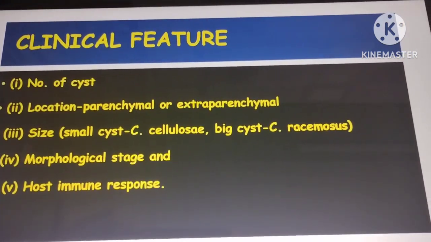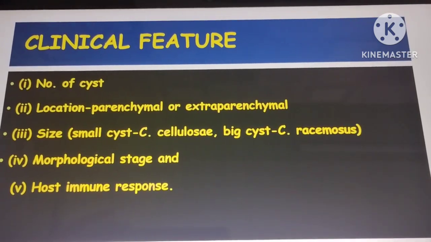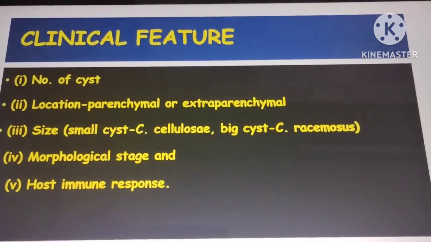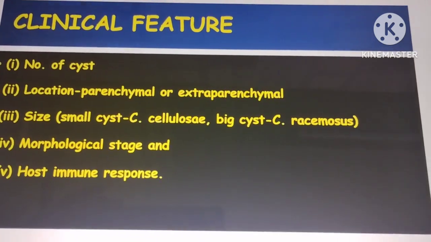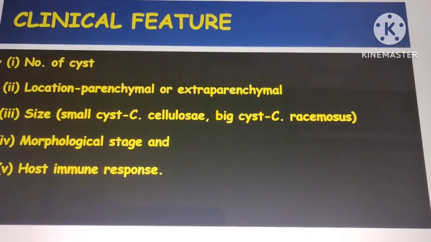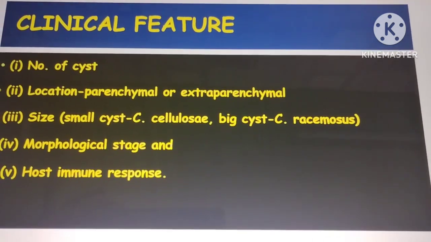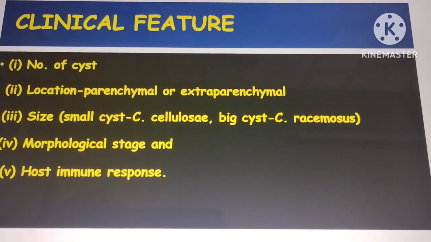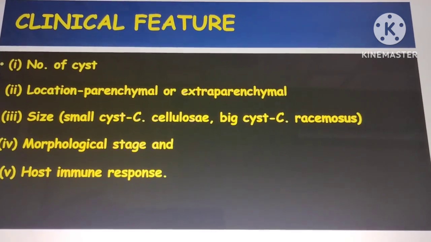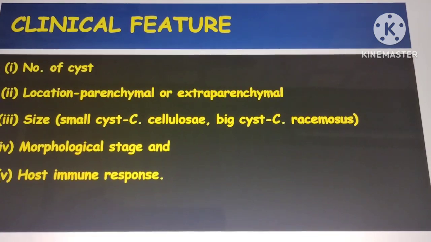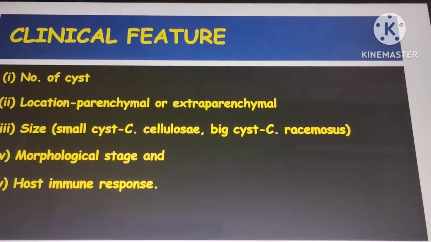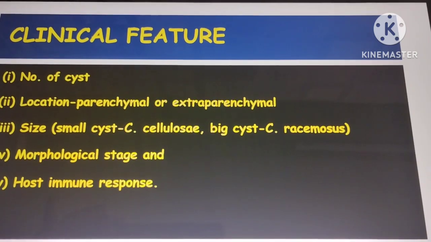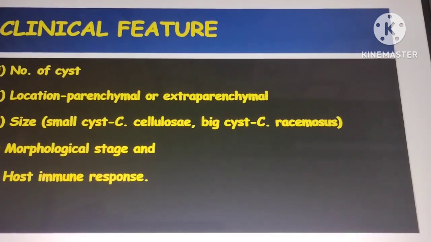So the clinical features depend upon the morphological stages, and also on the host immune response. If the patient has a well developed immune system, then probably he will have fewer clinical features. If he is immunocompromised or immunosuppressed, then the clinical features will be very severe and will worsen. So already we discussed the most common clinical feature, that is, the symptom is seizures.